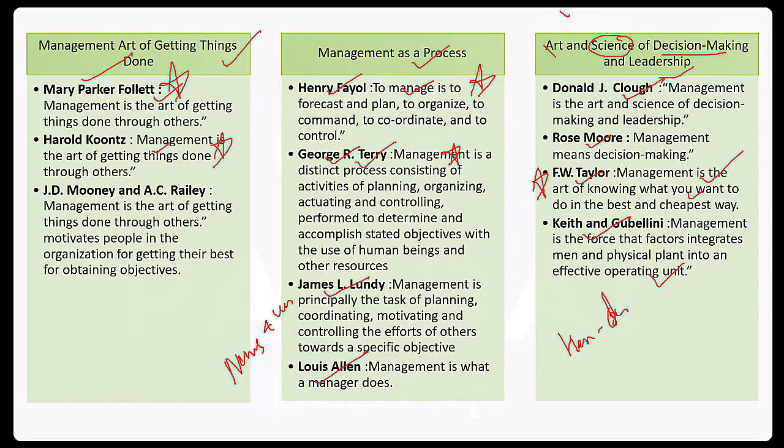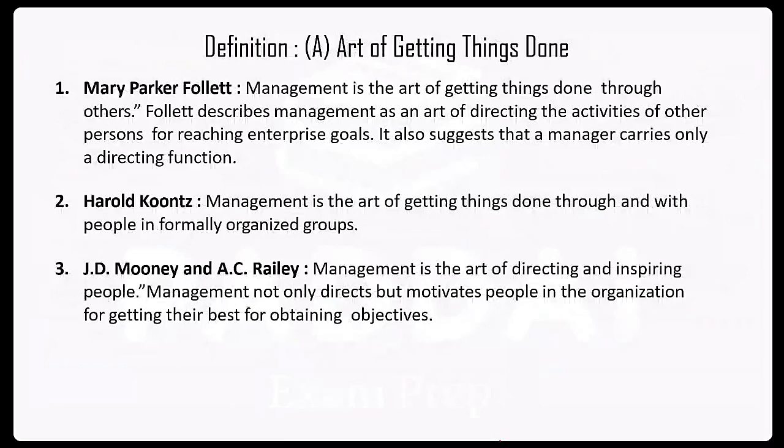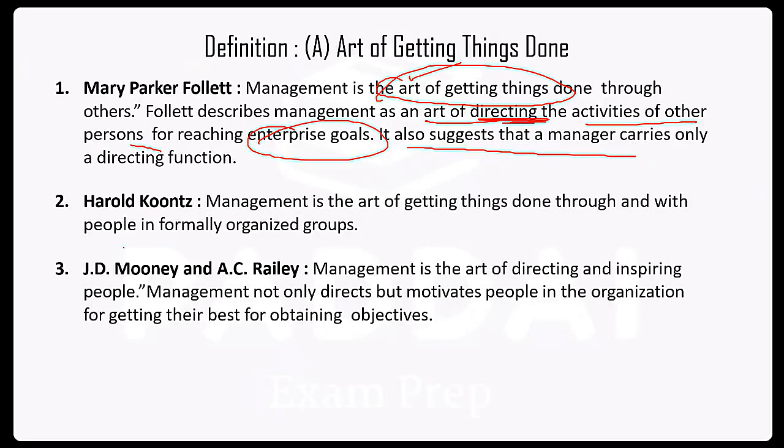Okay, so this is what is important. Actually, she asked, I will let you know. Mary Parker Follett has given art of getting things done. She has defined it as the art of directing the activities of other persons in reaching enterprise goals. It also suggests the manager carries out only the directing function. So direction is the keyword for Mary Parker Follett.